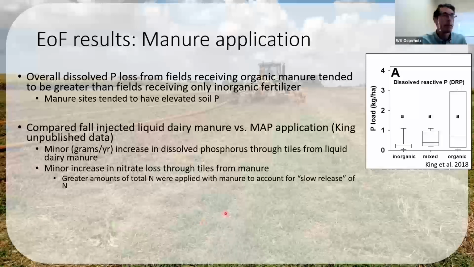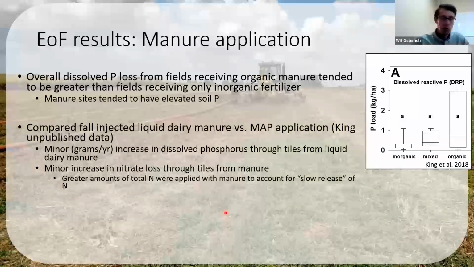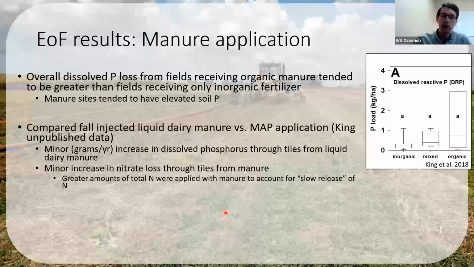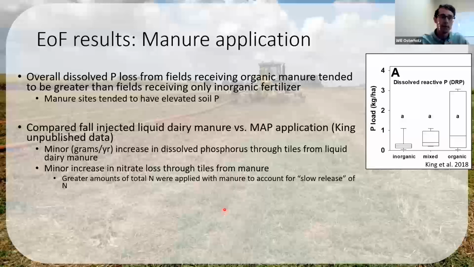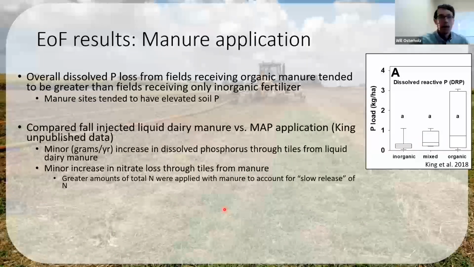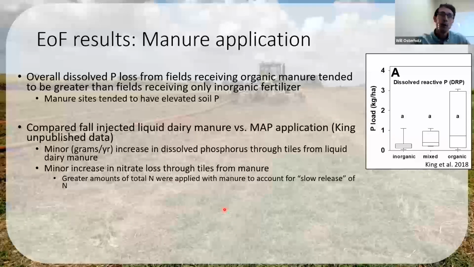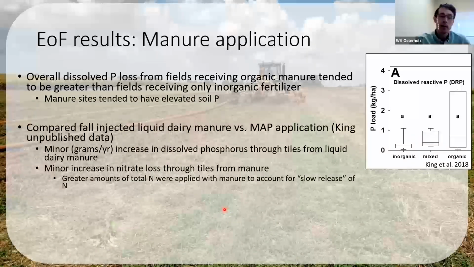Okay, a second study was a more direct one-to-one comparison of liquid dairy manure to MAP application. These were done on 2 paired fields. For this study, Kevin found some differences in both phosphorus and nitrate, but they were very minor. So not a big effect of the manure, but he did find the liquid dairy manure had slightly greater losses of dissolved phosphorus and nitrate through tile drains.